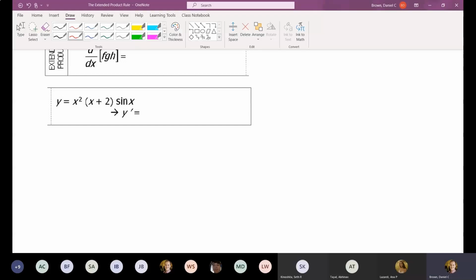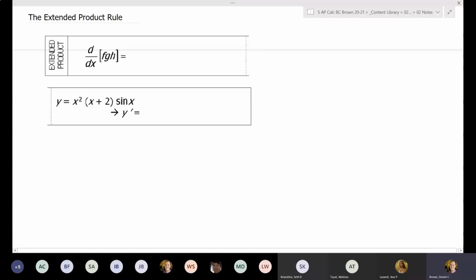Whenever you have more than 2 factors, you basically just take turns taking the derivative of a factor. So maybe the first time you do it, you take the derivative of the last factor, plus then you take the derivative of the second factor, plus then you go back and take the derivative of the first factor. So you rotate through. If there's 4 things being multiplied, then you just cycle through it that way.